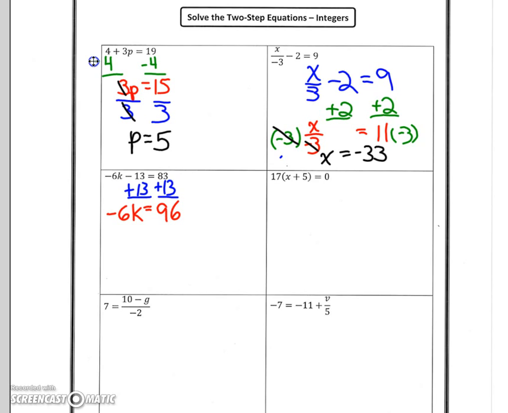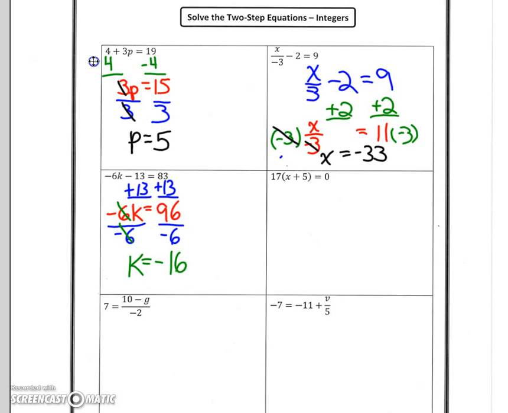Then we're going to divide by negative 6, not just 6, but negative 6. We're going to get k all the way by itself. And we always want to express that variable as a positive. Right? So they cancel out. K equals 96 divided by negative 6 is going to give us negative 16. And so k equals negative 16. We've kept track of our negatives.